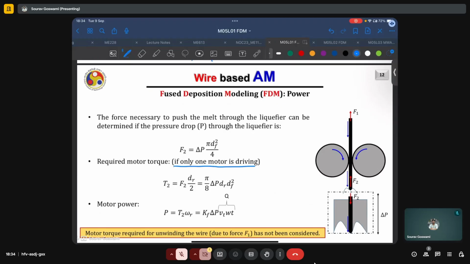Then the motor power can be found as angular velocity times this torque, which is Kf delta P Vt times w t, which is nothing but the volumetric flow rate Q.